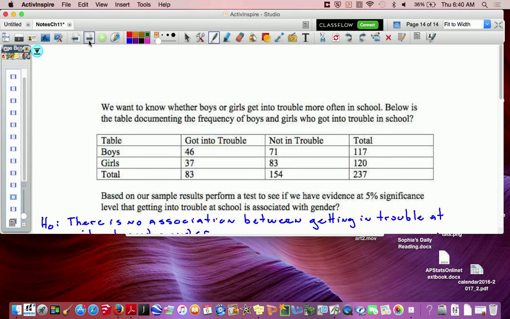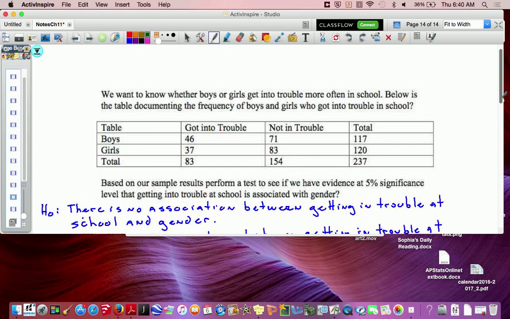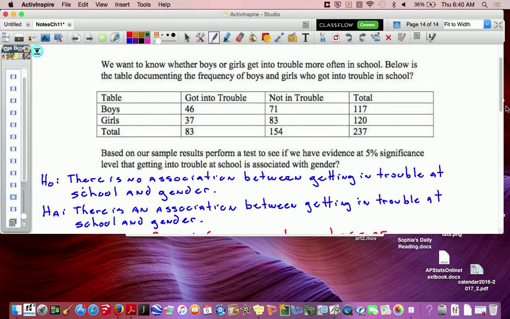This one, there might be an association. We'll check it out. All right, so null and alternative hypothesis again. The null would say there is no association between getting into trouble in school and gender, while the alternative would say there is an association between getting in trouble at school and one's gender. So do boys get in trouble more often than girls? Looking at the data, there are definitely more boys than girls getting in trouble, so my guess is at least it's showing more boys. The question is, is it statistically significant? All right, so let's check it out.